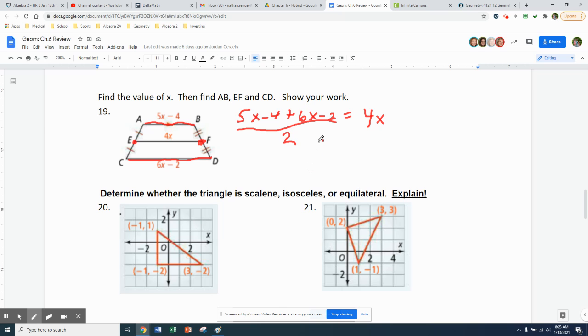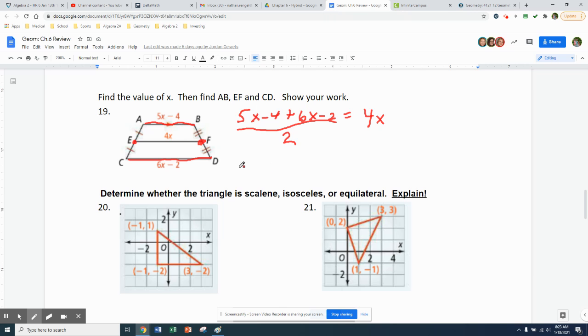Now from here, you do have a choice. You can double your mid-segment, which is 4x. So you could just make that 8x, and then that would equal exactly the two bases added together. Or you can use the average. You can divide by 2. The only thing that happens there is sometimes you get decimals, which sometimes it's not very fun to work with.